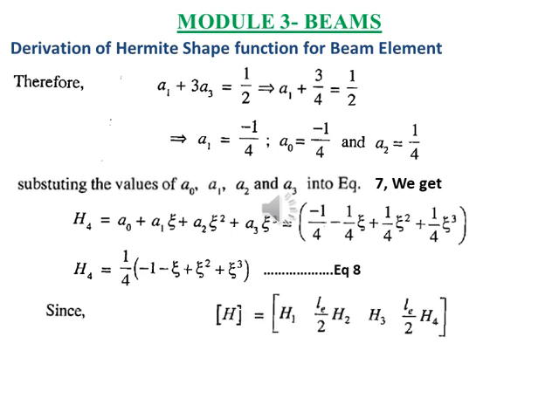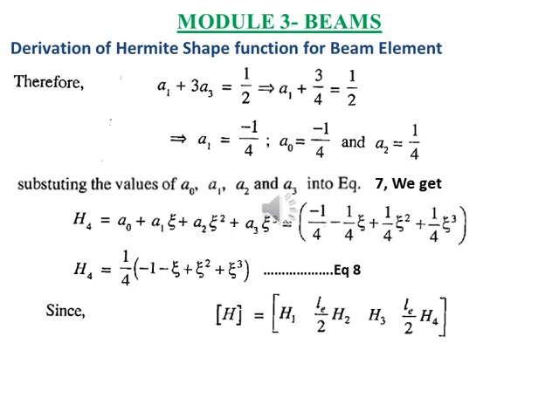So the value for a1 is calculated to be minus 1 by 4, and similarly substituting the values in other equations, we get a0 as minus 1 by 4 and a2 as plus 1 by 4. So substituting the values of a0, a1, a2, a3 in equation 7, we get h4 is equal to a0 plus a1 zeta plus a2 zeta square plus a3 zeta cube, that is equal to minus 1 by 4 minus 1 by 4 zeta plus 1 by 4 zeta square plus 1 by 4 zeta cube.